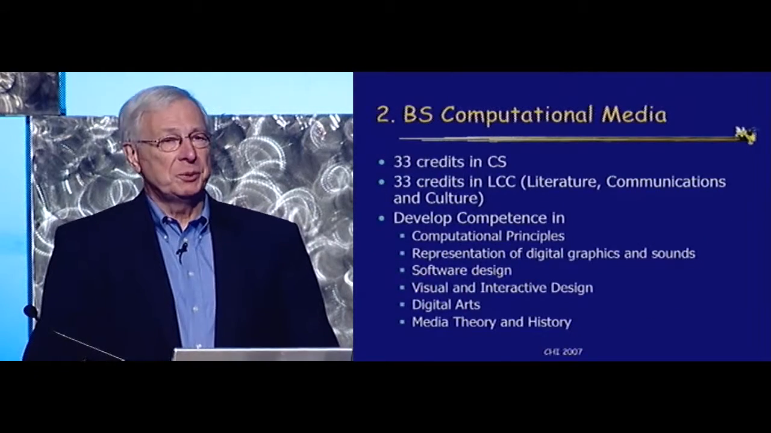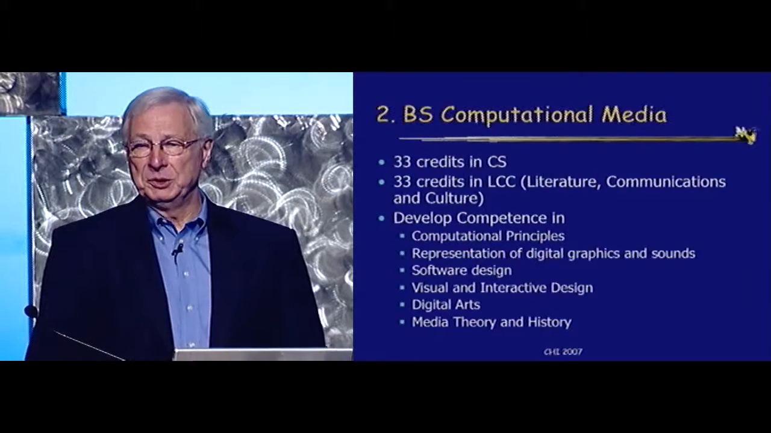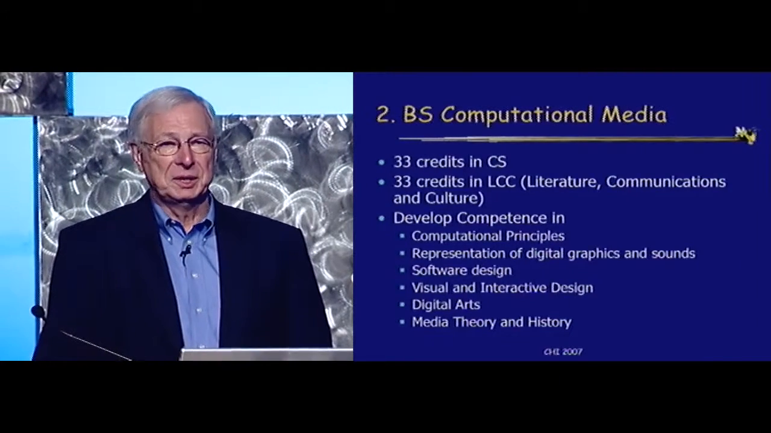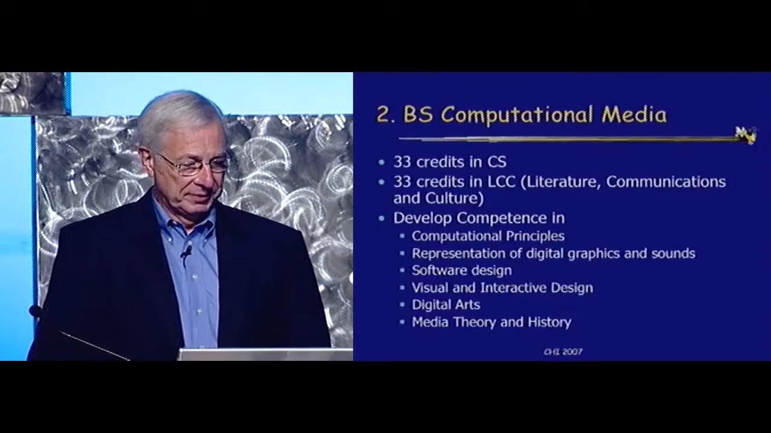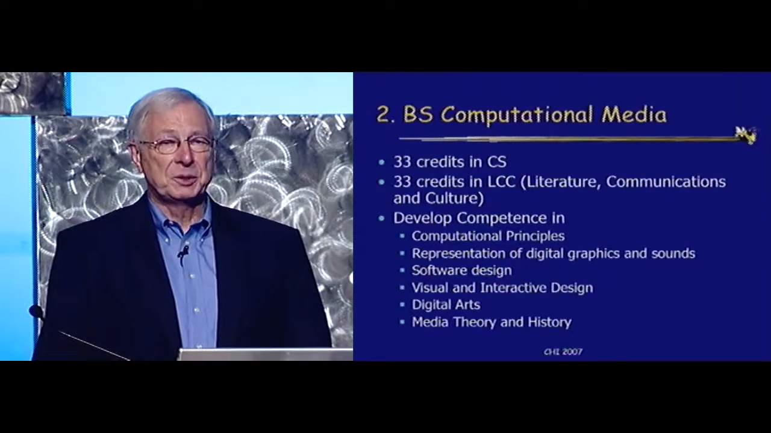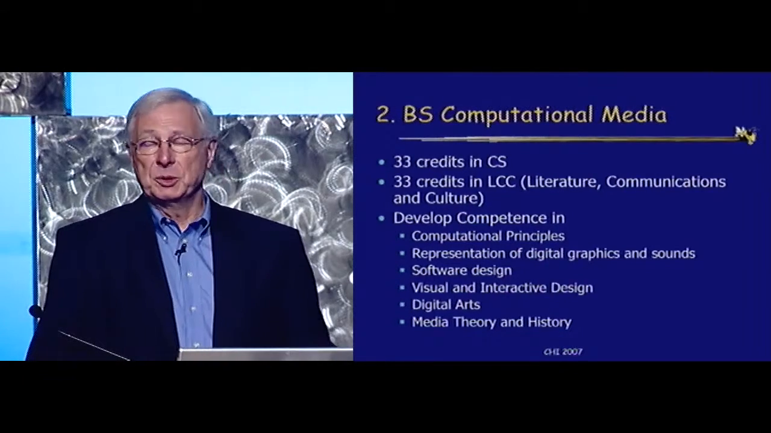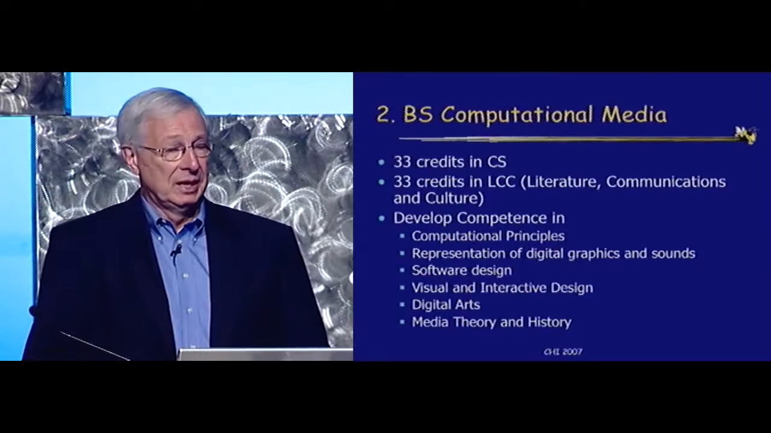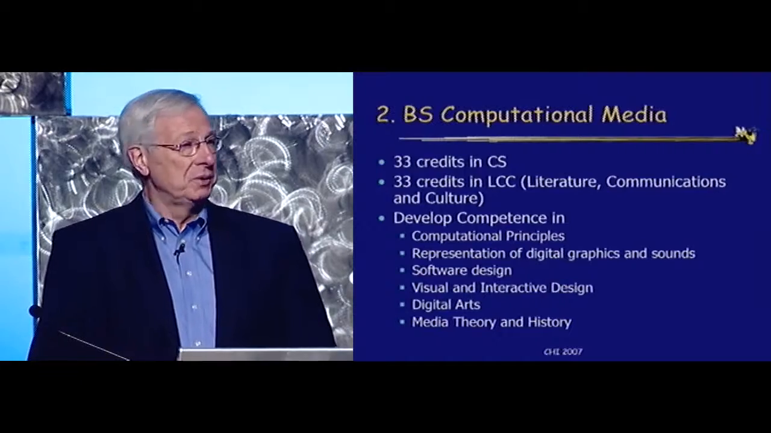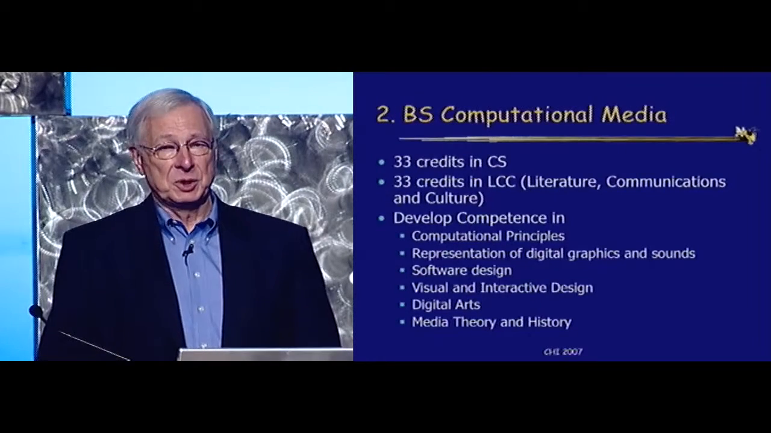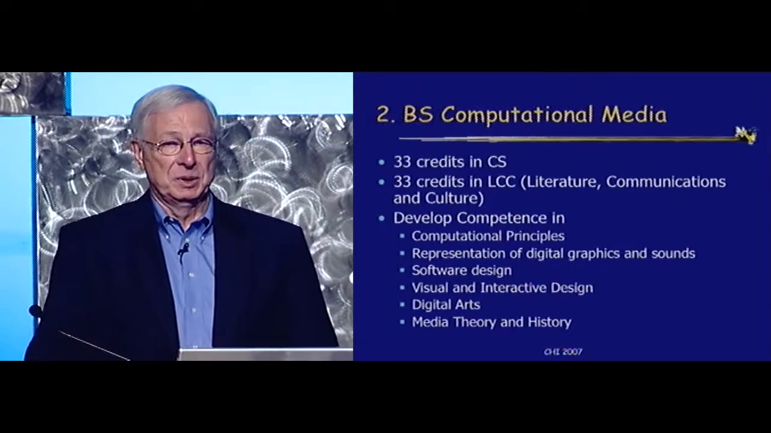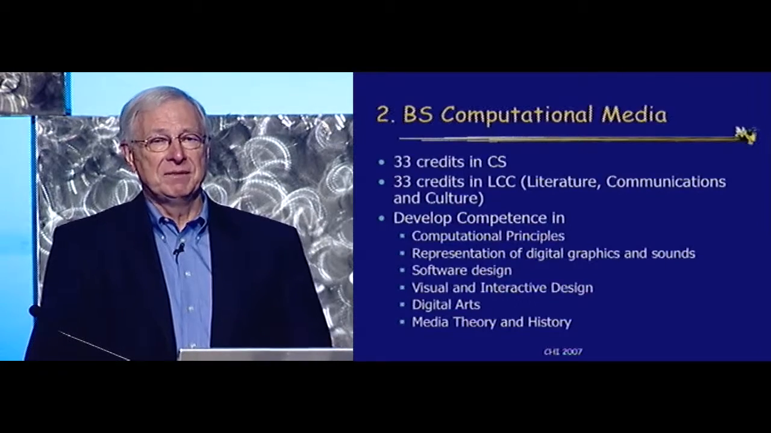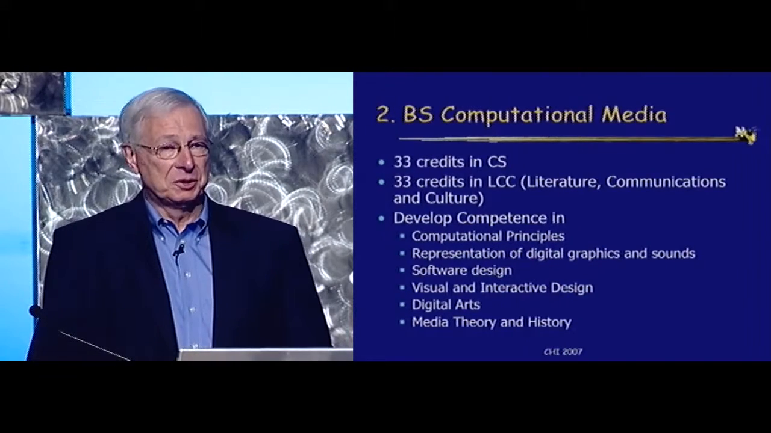A new bachelor's degree called Computational Media, which is done jointly with our School of Literature, Communication, and Culture, Media Studies, in which students take 33 credits in computer science, 33 credits in literature, communication, and culture, get good at a bunch of things. As I'll show you some data later, this program, which just started 3 years ago, is tremendously popular. In some ways, it has saved computing at Georgia Tech in terms of enrollments.